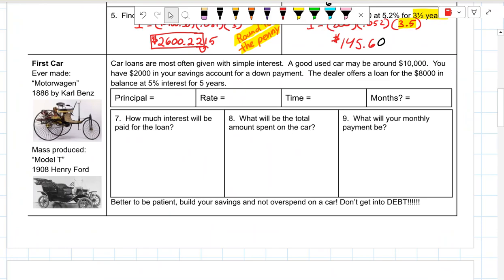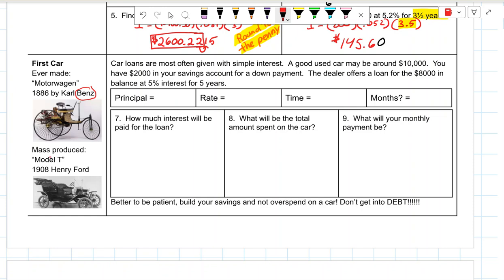All right, so eventually you're going to get your first car. Well, the first car ever made was called the Motor Wagon in 1886 by Carl Benz. Recognize that name? Mercedes-Benz? Yep, Benz and Mr. Mercedes got together and made a car company later on. But Carl Benz made this car, and that was noted as the very first car.